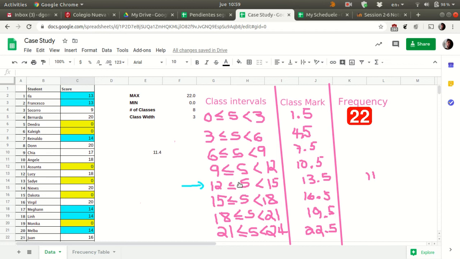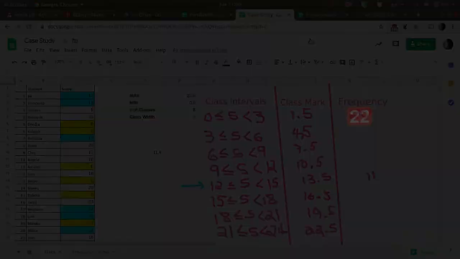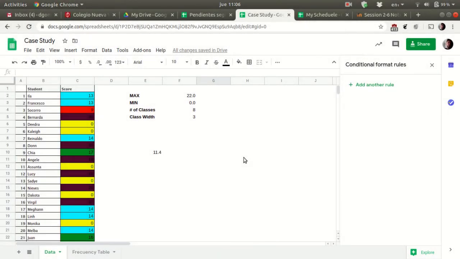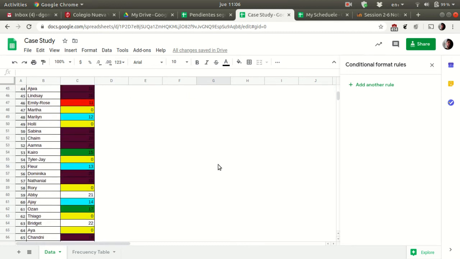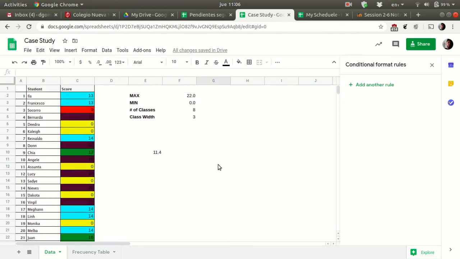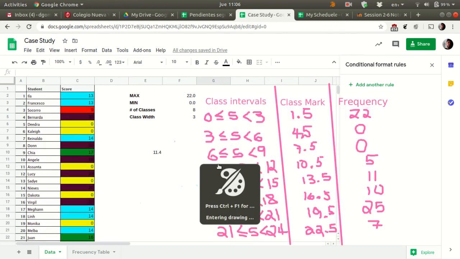And again, we have to do the same thing for all of the intervals. So you have to use a different color for each class. All right, so I'm going to do that now, and I'm going to just show you the end result. Okay, so here I finished coloring all of the possible intervals. So they have a different color according to where they should go. All right, and this is the completed frequency table.